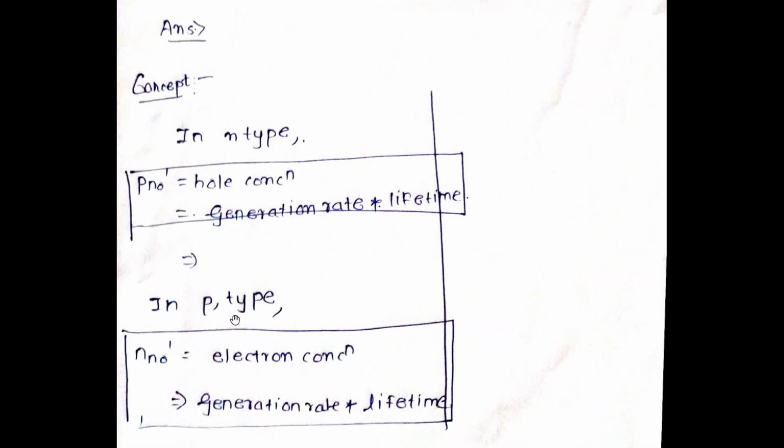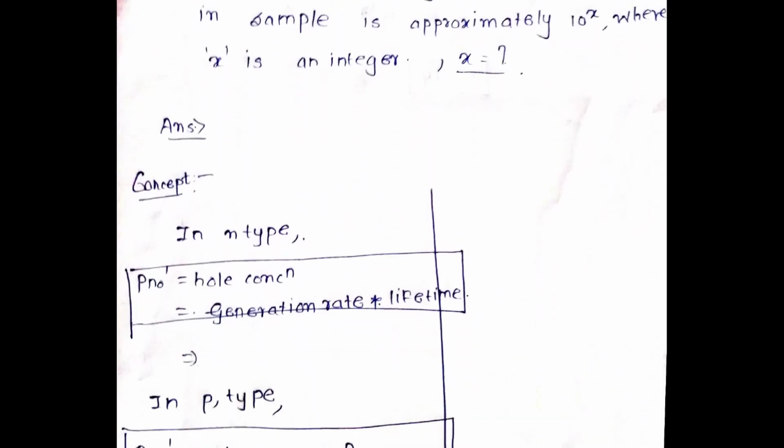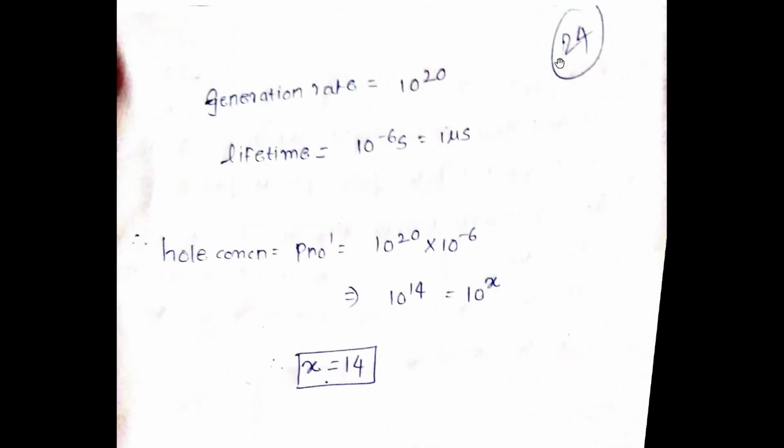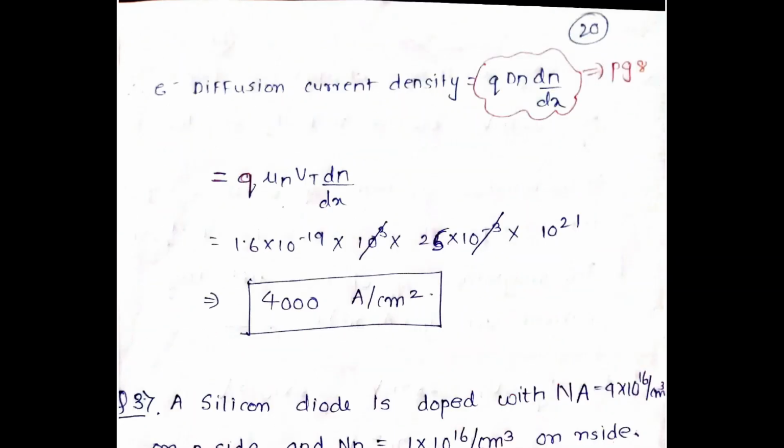So if you know, the concentration value is basically equal to generation rate into lifetime. So straight away use the formula. Generation rate is given as 10 raised to 20. The lifetime, the time period, is given as 1 microsecond. So the hole concentration is generation rate into microsecond, which is 10 raised to 14. If I compare it to 10 raised to x, the x value is 14. So these are just the simple numericals which are there.